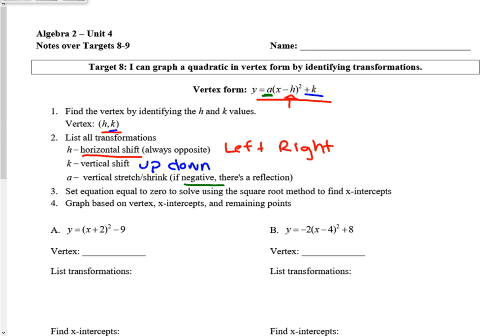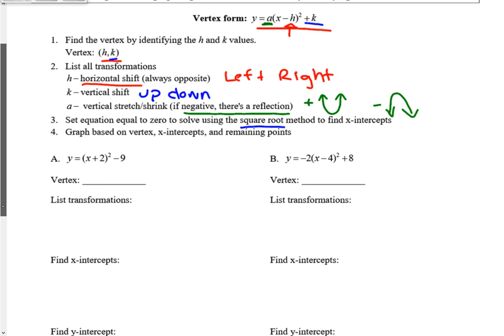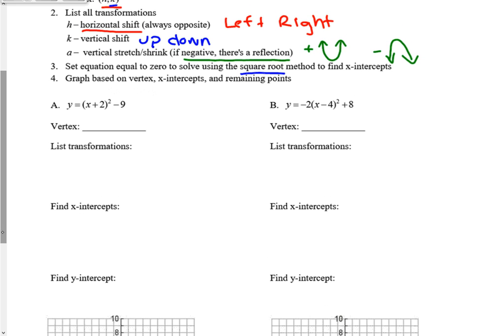If that a value is negative, there's going to be a reflection. So if our a value is positive, my graph is opening up. If my a value is negative, my graph is opening down. In order to solve for our x-intercepts, in step number 3 we see here, we are going to be using the square root method. And then we'll finish graphing this up using our x-intercepts, our y-intercepts, and that 1, 3, 5, 7 pattern you learned back in Algebra 1.